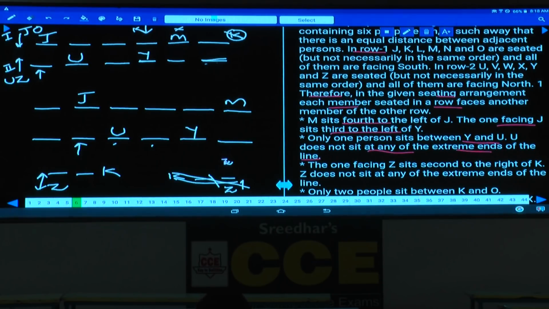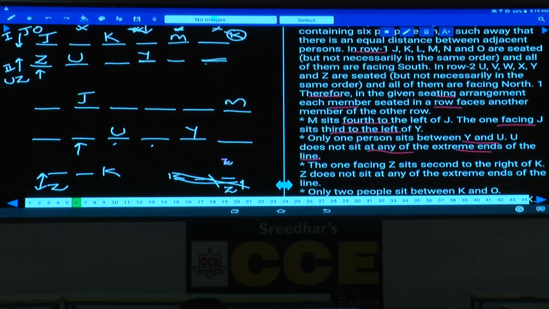Then tell me whether K can be at this place or not. If K is here, then second to the right of the person will be here, and this person must face whom? Must face Z, which is not possible because U is already here. Hence K cannot be here as well, isn't it? Now K cannot be at this place, K cannot be at the second place, K cannot be here. Then K cannot be here as well. Why can K not be here? Because there is no second person to this person's right hand side. Hence K must be here. If K is here, K is facing towards south, so the right hand side will be towards our left hand side, and this person must be Z. Done with this one? The person who is seated second to the right of K faces Z.